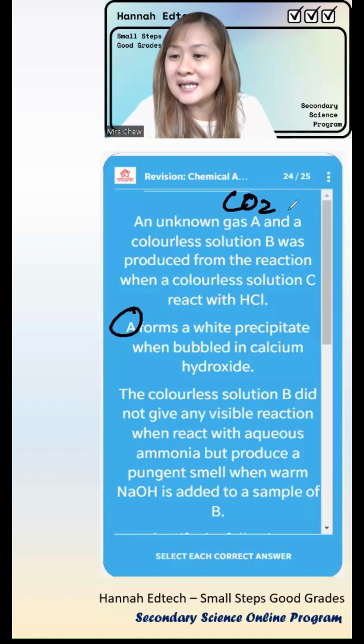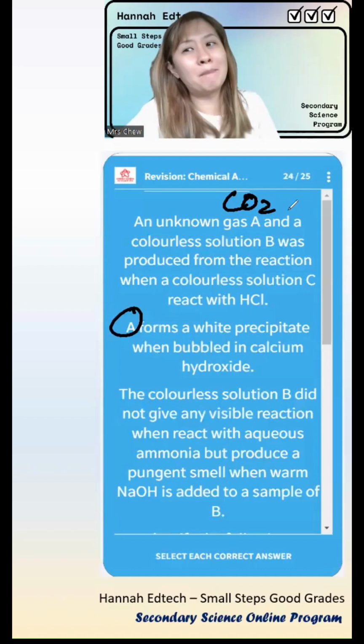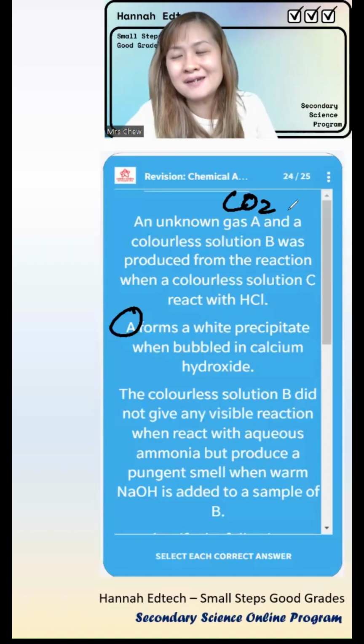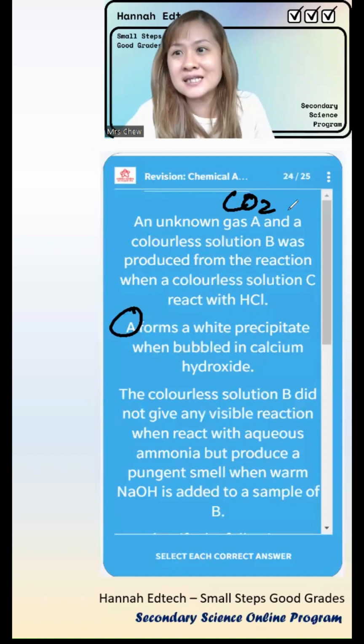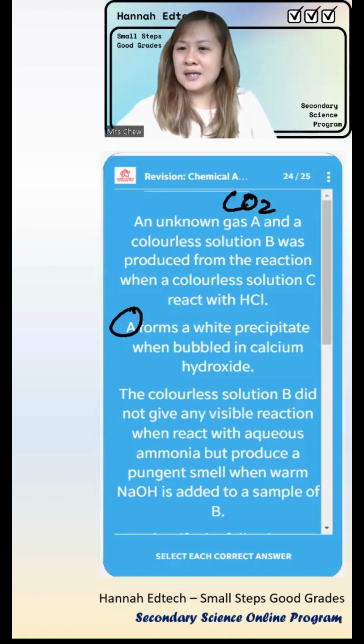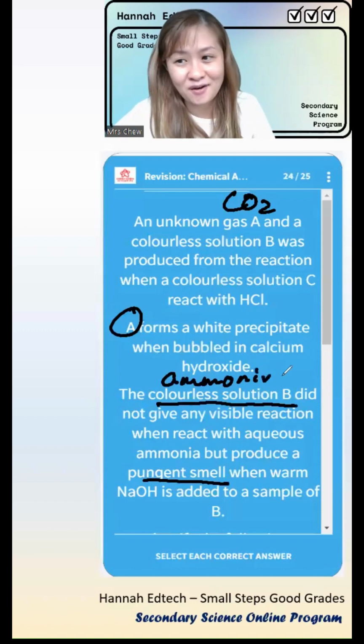So let's move on. The colorless solution B did not give any visible reaction when reacted with aqueous ammonia, but it produced a pungent smell when warmed NaOH is added to a sample of B. So a pungent smell is generally ammonia gas in our syllabus. Yes, there are other gases that will also give pungent smell, but they are not colorless gas, all right? So if this is ammonia gas, then this colorless solution B will contain ammonium ion.